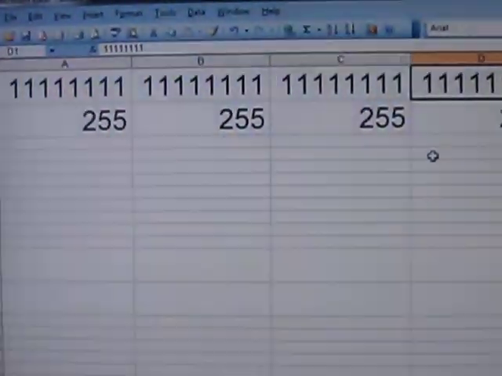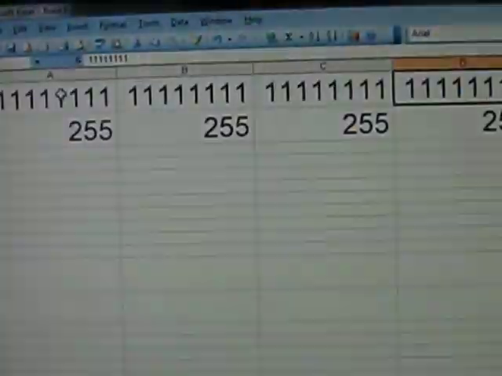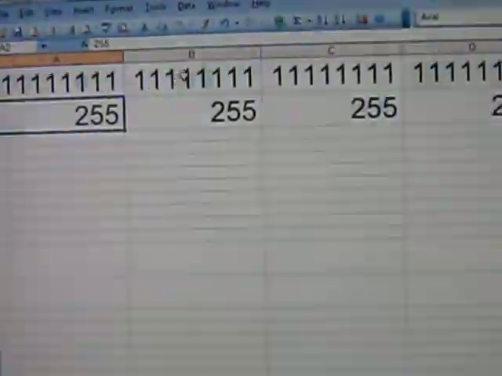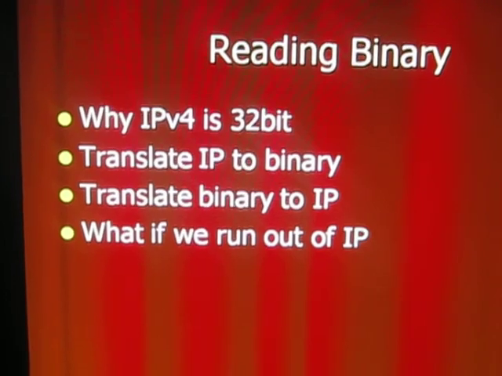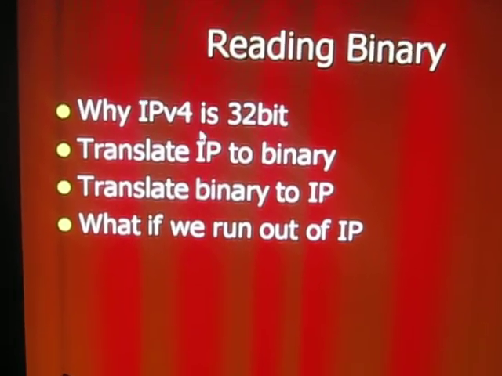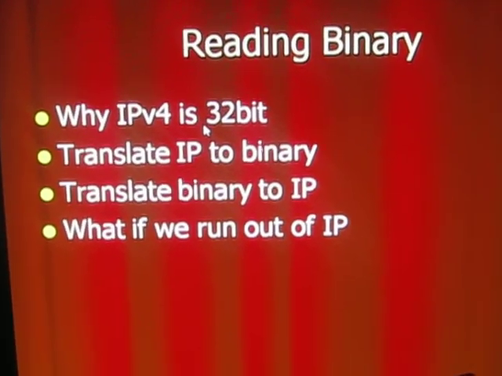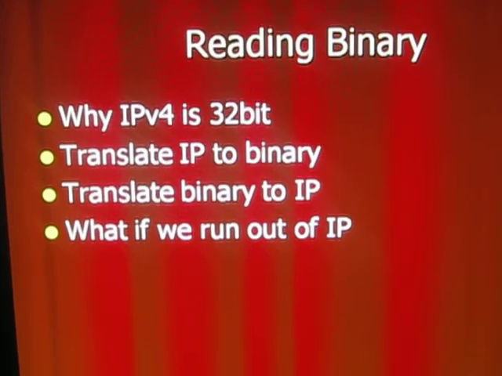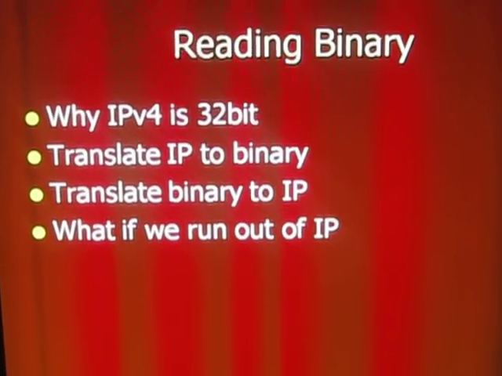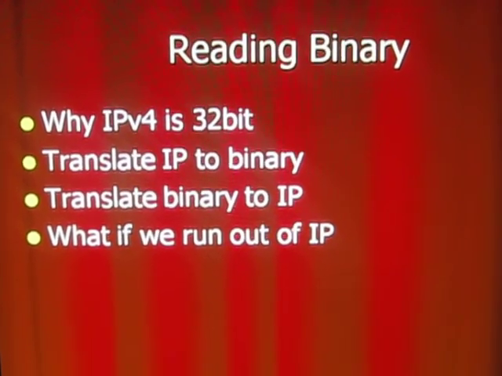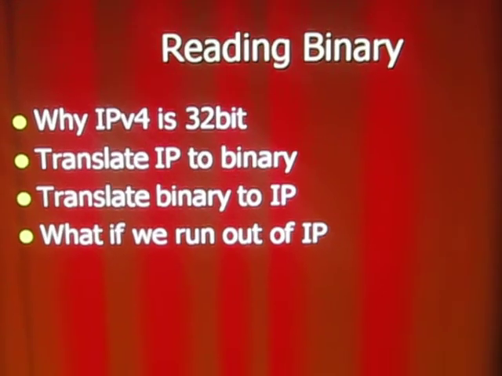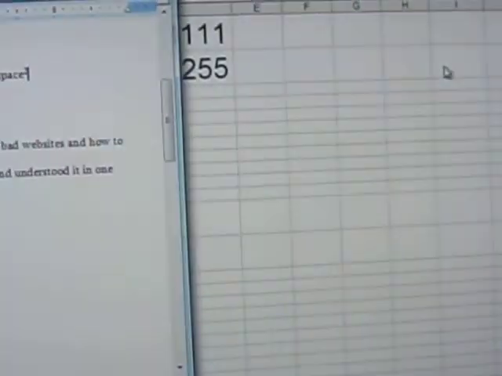So you can see that 8 bits is 255, 8 bits is 255, 8 bits is 255. So if you get 4 8-bits, that's how you get 32 bits. And according to Greg White, writer of Security Plus, each IPv4 address uses 32-bit space. Now we're going to teach you why that is. So we're going to learn how to translate.